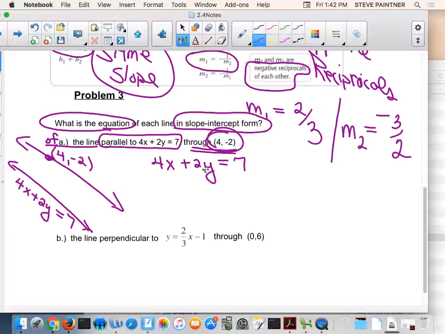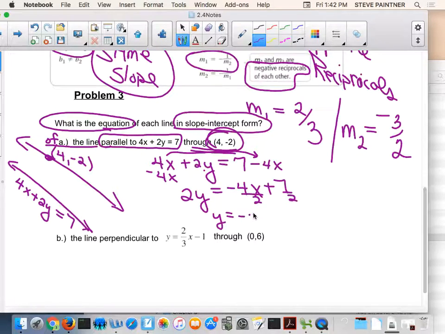Solve for y. Move this over. Minus 4x, minus 4x. Okay. Now what? Divide by 2. Once you divide by 2, you get negative 2x plus 3.5.